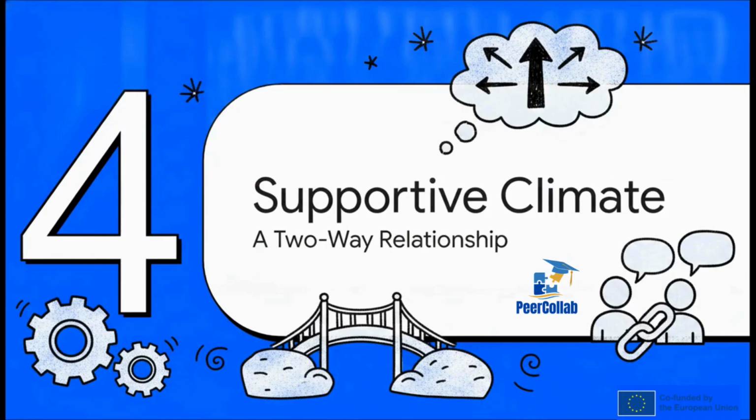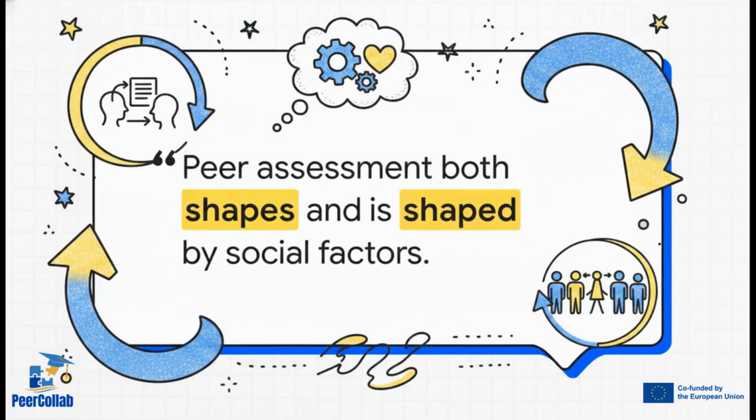All right, we've broken down the barriers. Now for part four, building a supportive climate. So the crucial point is perfectly captured by this idea from the initiative: peer assessment both shapes and is shaped by social factors. It's a total two-way street. The way you run your assessments will naturally change the social dynamics of your classroom, and the social dynamics of your classroom will dictate the success of your assessments.